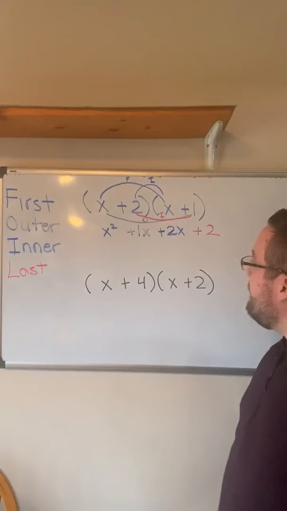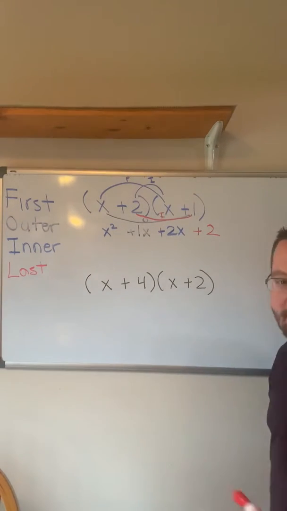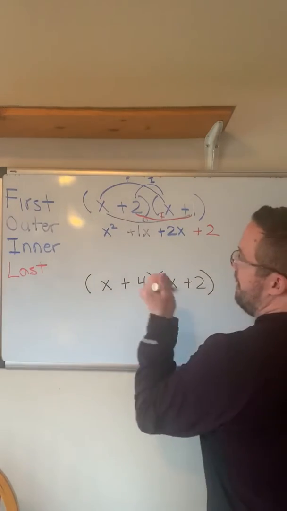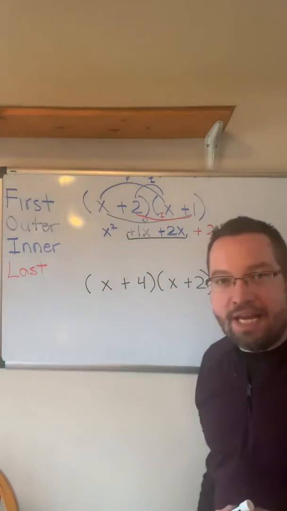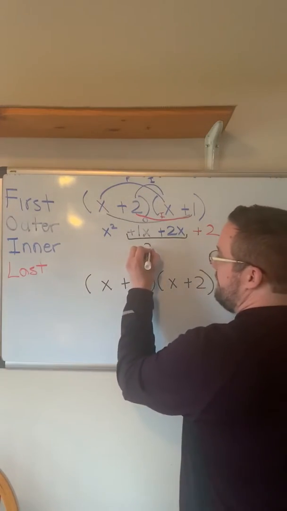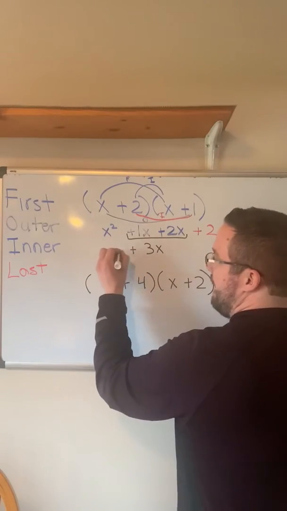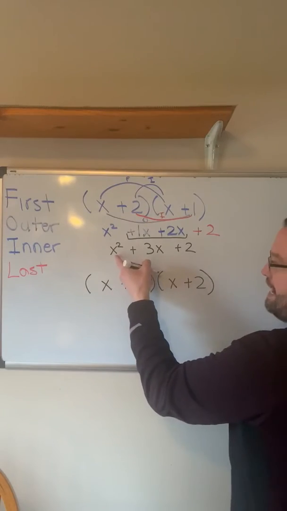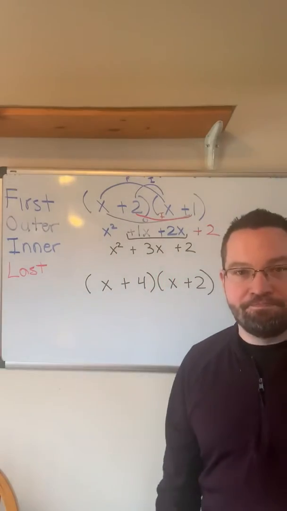Now, all I do is go ahead and combine my like terms. And the nice thing about this is you're on the right track if you have those two middle terms are like. So here I've got 1x plus 2x, and that's going to give me an answer of 3x. Then I bring down my x squared, and I bring down my 2, and I've got x squared plus 3x plus 2, and I'm good. So let's try another one.